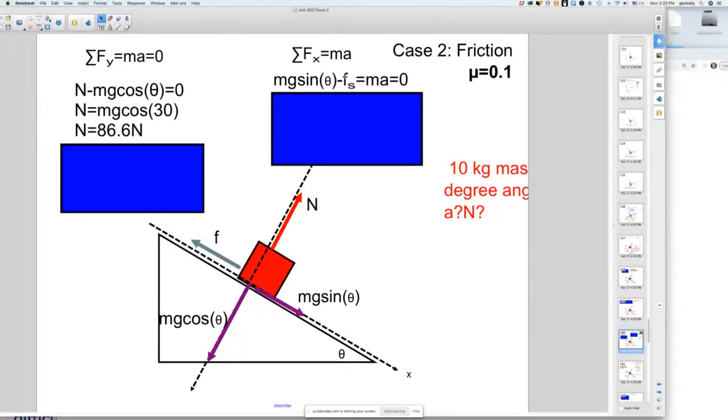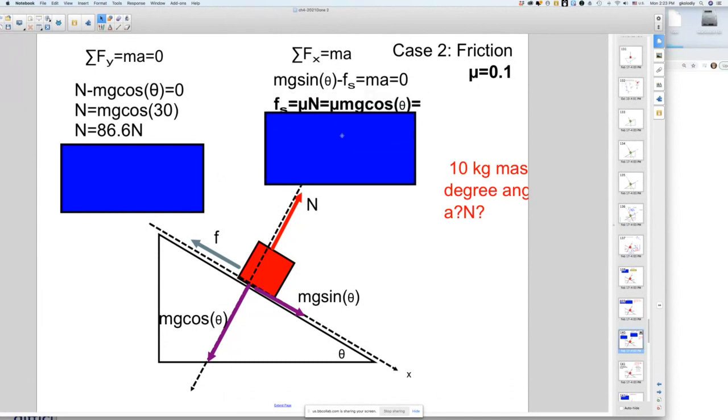You increase that angle until it starts moving down. That means all the forces add up to 0. All right, or that means the force of static friction, don't forget, this is the angle at which it started moving, is equal to mu times the normal force. The normal force is equal to mg cosine theta, or 86.6. All right, but right now I'm not going to put any numbers in yet.